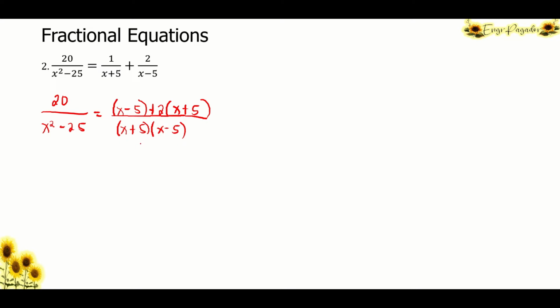So first, since they are not the same at first look, what we will do is simplify this one. Perhaps it will become the same as the denominator on the left-hand side of the equation. So 20 over x squared minus 25 is equal to, what is x plus 5 multiplied to x minus 5? If you go back to our special products, this is the difference of two squares.